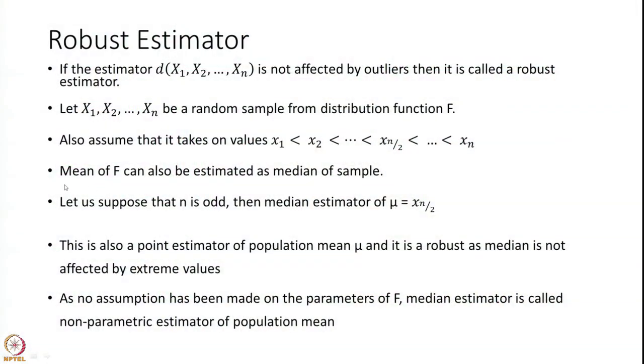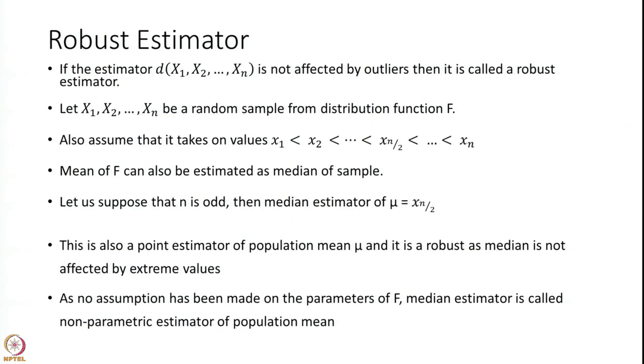So, if we say that we have a sample, then the mean value of the population can also be estimated by the median of the sample. You remember what the median is? If you have an odd number of data points, then it is exactly the middle value, x_(n+1)/2, which is the median value. If you have an even number, then you have to take the two middle values, and the average of the two gives you the median value. So, if you have n data points x1, x2, x3, and you order them from smallest to largest, the middle value gives you the median, and that is also an estimator of the mean value of the population.